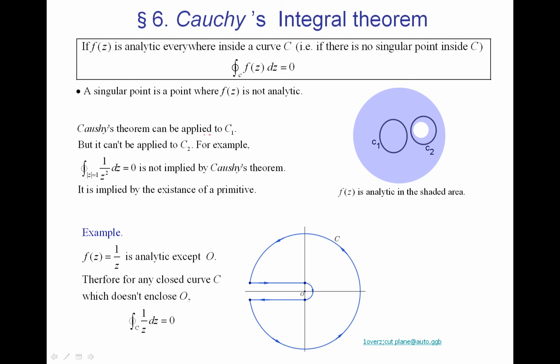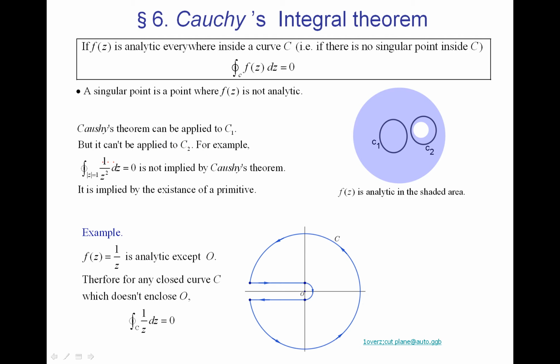Cauchy's theorem can be applied to C1. f(z) is analytic in the shaded area, and there is no hole, no singular point inside C1, so Cauchy's theorem can be applied. But it can't be applied to C2 because there is a hole.